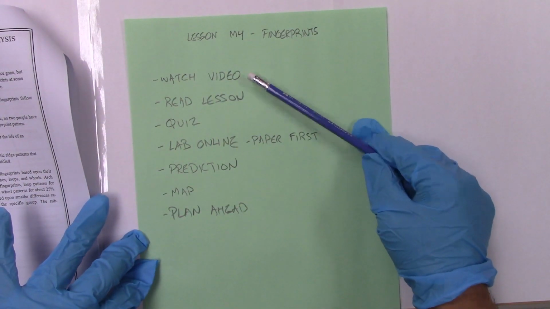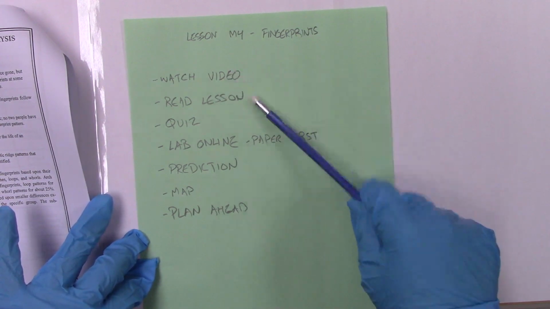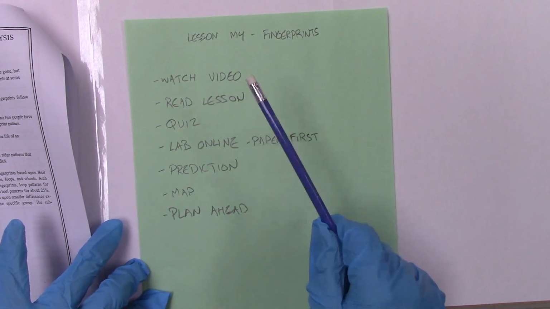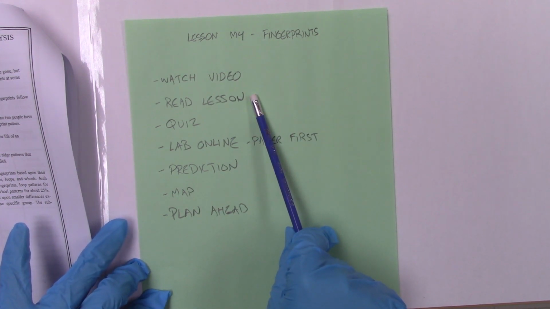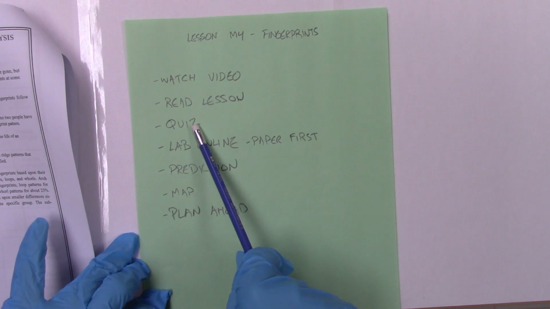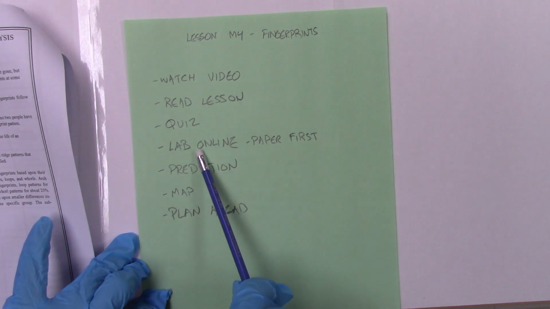You're going to watch this video and then you're going to read the lesson. I would warn you, read the lesson carefully because this is a more complicated one. There's a lot of variation in fingerprints that you're going to have to understand. Then you'll take the quiz online and submit that. Then you will do the lab.